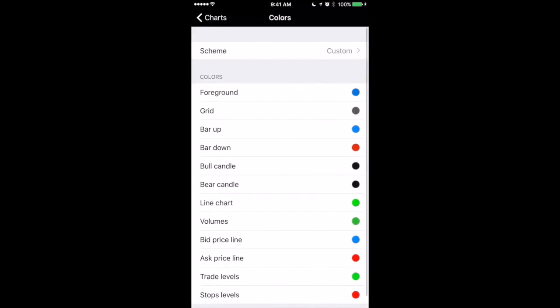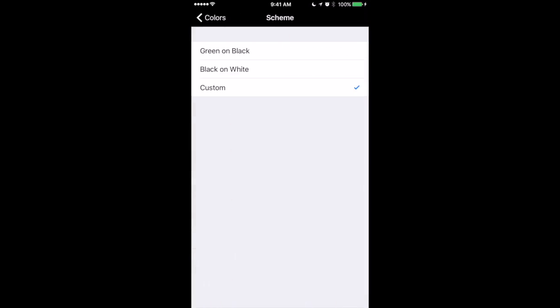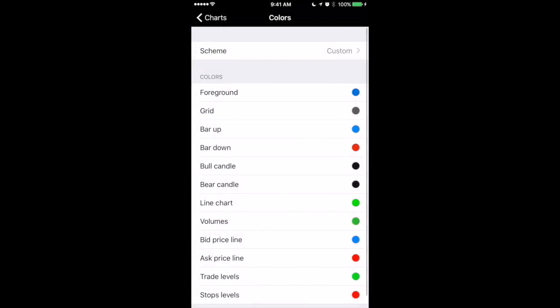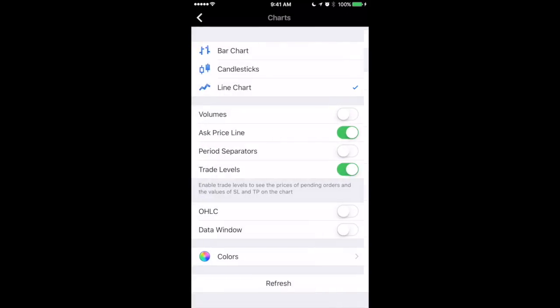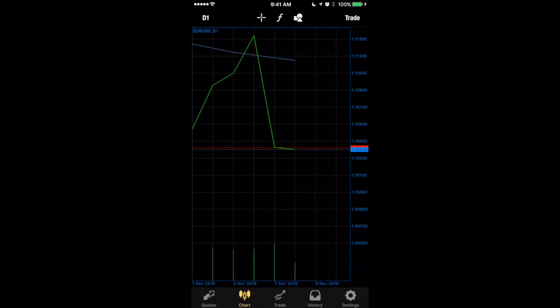You can come in here and change all the colors, change the color scheme, black on white, green on black, custom, foreground colors, grid, bars up, bull candle, bear candle. Bull means up, bear means down. Line chart, volumes, price line, ask line, trade level, stops. And here volumes, this just shows like the amount of trades. It's those green bars at the bottom.